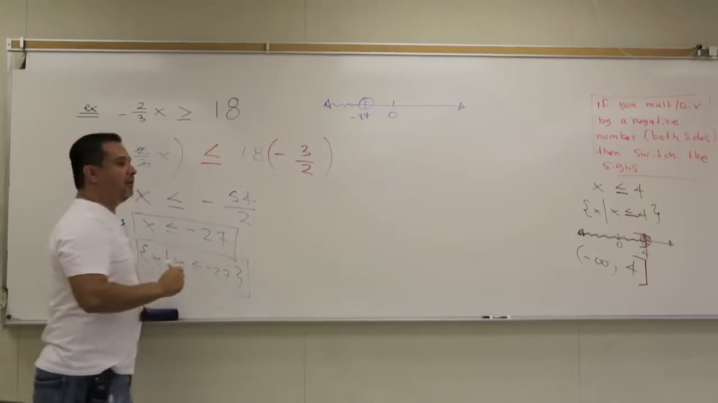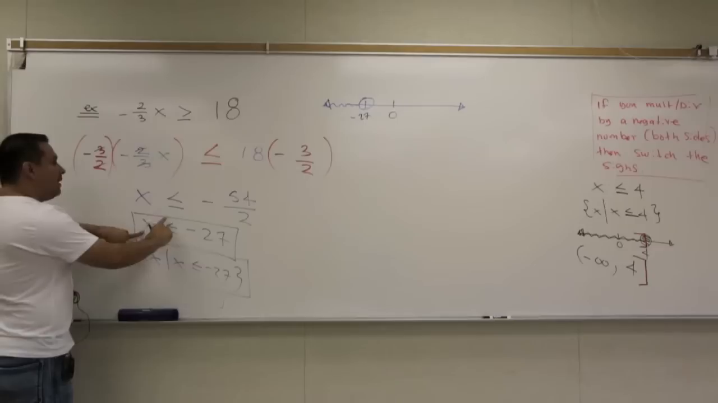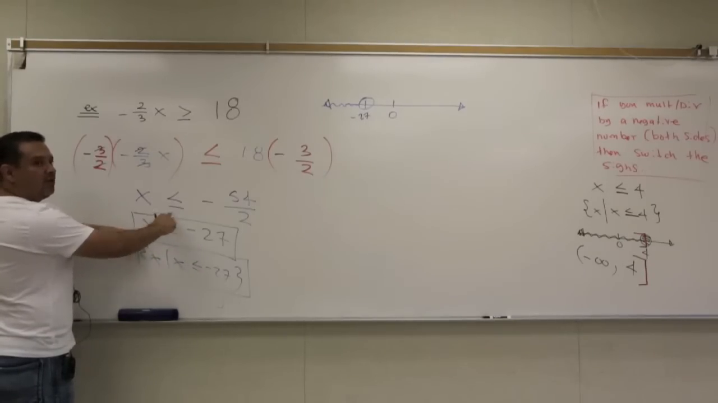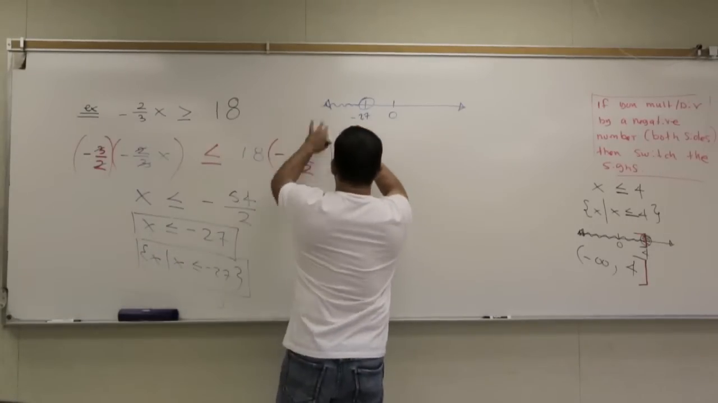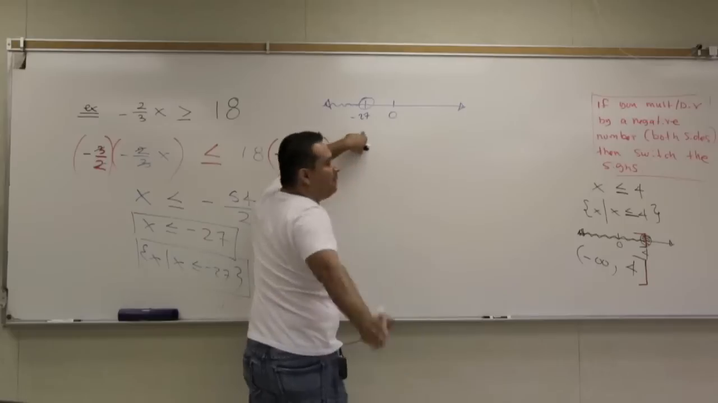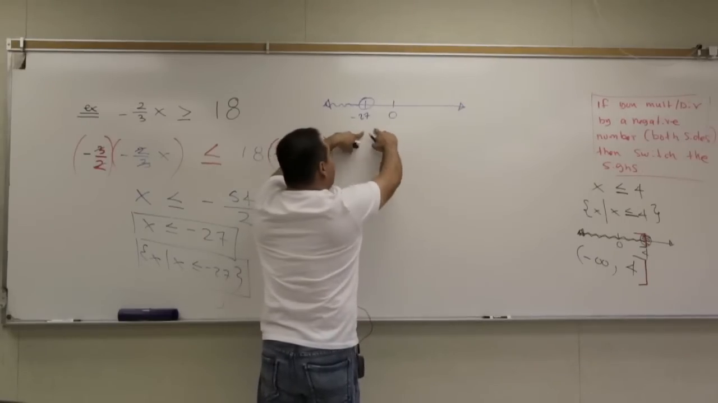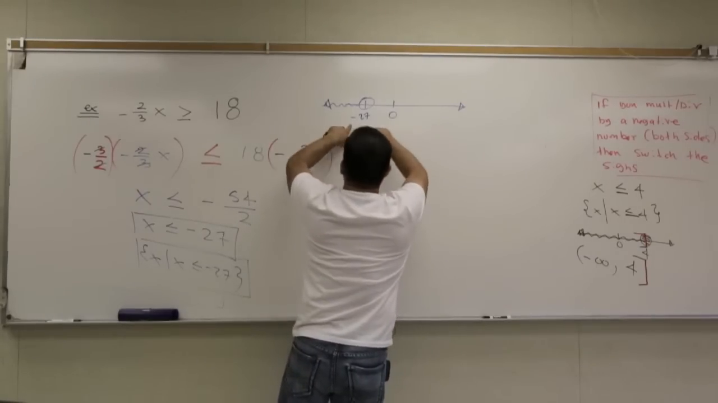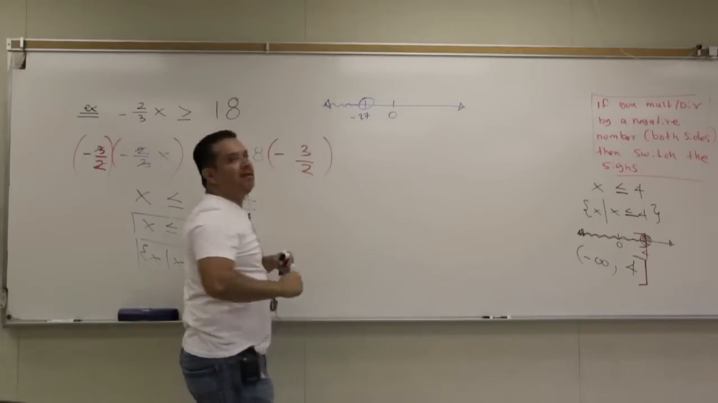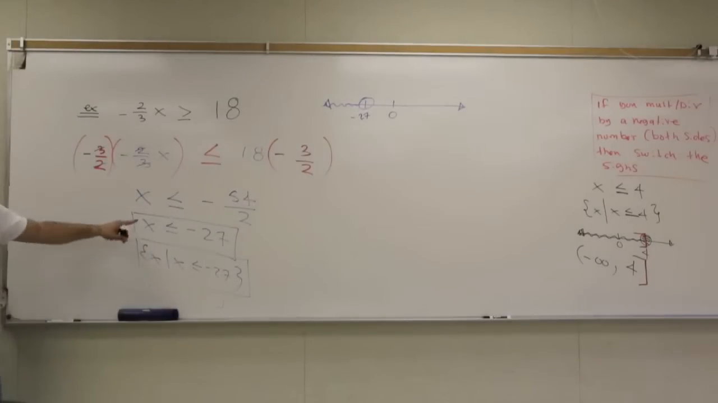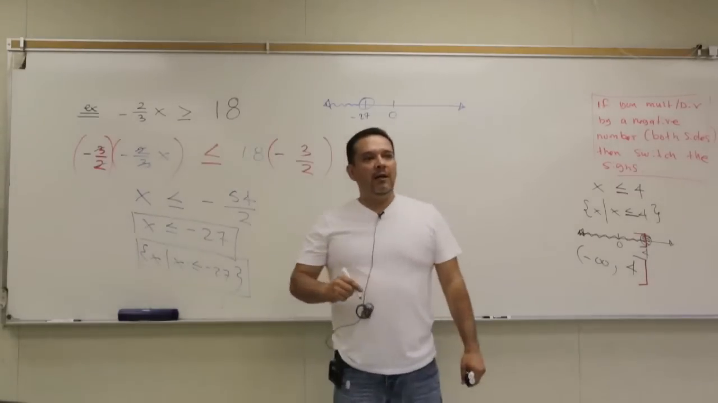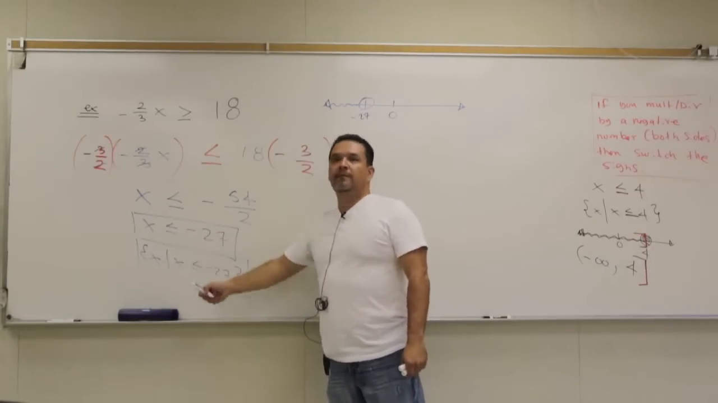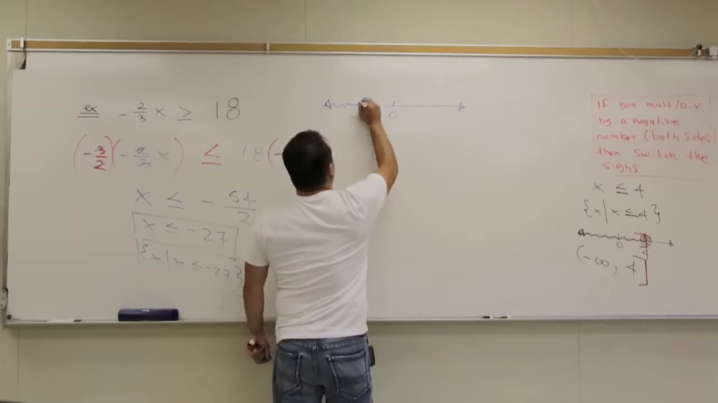Why is it to the left? Numbers less than negative 27. Numbers that are less than are numbers that are smaller than. Smaller numbers live to the left. To the right are larger numbers. The further to the right you go, the bigger the number. The further to the left you go, the smaller the number. That's how we're looking at it. Do we shade in the circle? No. How do we shade it in? How do you know? Equal. Shade that in. Good.